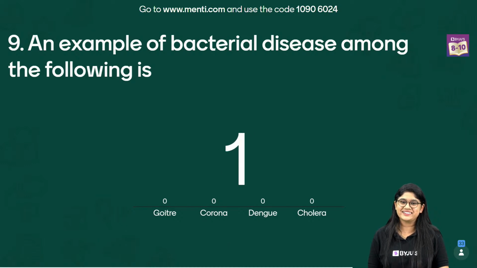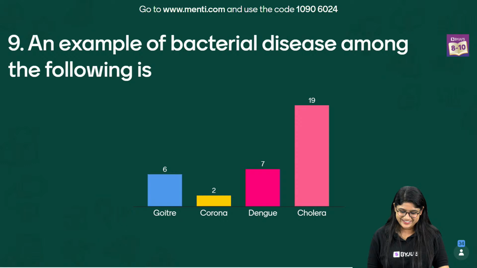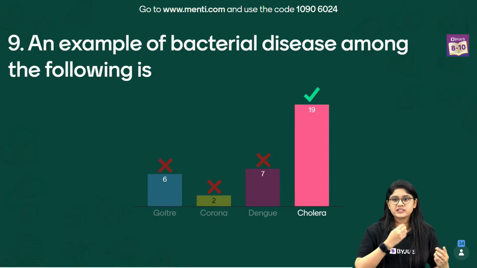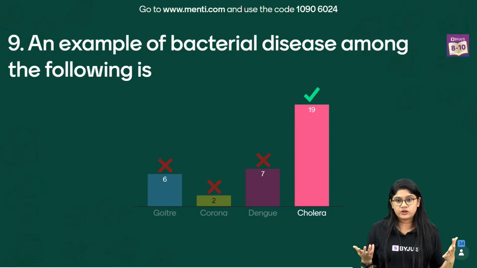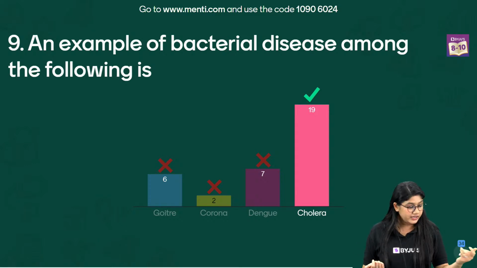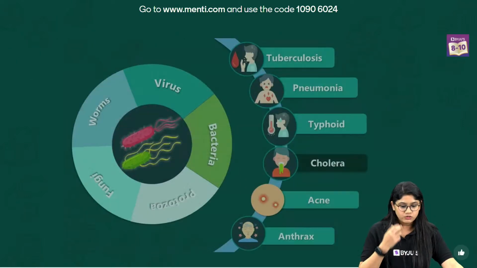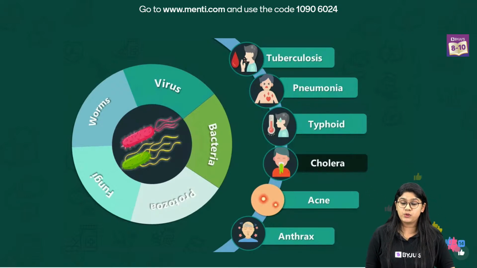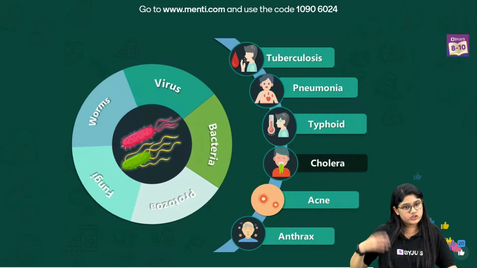Misclick? I understand, it happens. Bacterial disease, yes. Very good. Cholera is a bacterial disease and 19 of you have voted for the correct answer. Goiter is not an infectious disease, right? I will not be going into the detail, but it's an internal disease that happens. Then, of course, corona is not bacterial, it's a viral disease. Dengue is also a viral disease, right? So over here we have the solution. With dengue, of course, the vector is the mosquito, but there's a virus which is there in the picture.